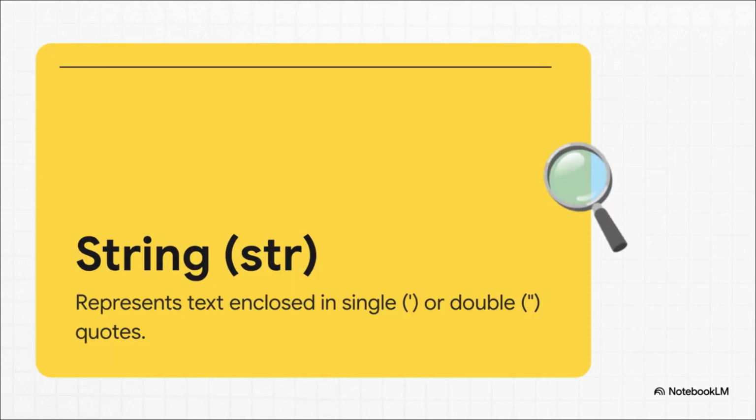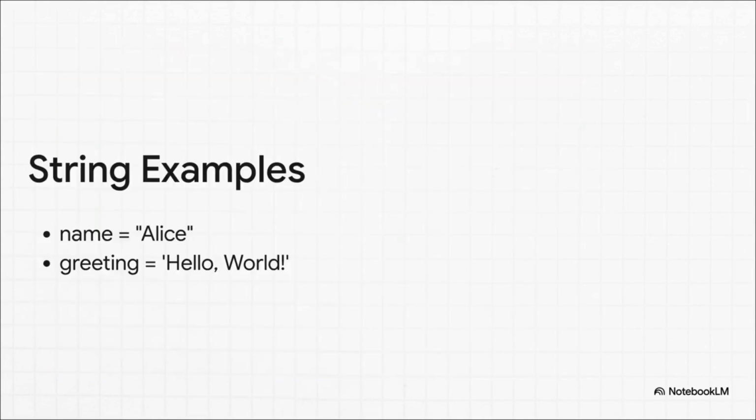All right, moving on from numbers, let's talk about text. This is where strings, or str, come in. Basically, any chunk of text wrapped in either single or double quotes is a string in Python. So a name like Alice or the classic Hello World, both strings. And here's a cool thing about Python, it really doesn't care if you use double quotes or single quotes, just as long as you pick one and stick with it.